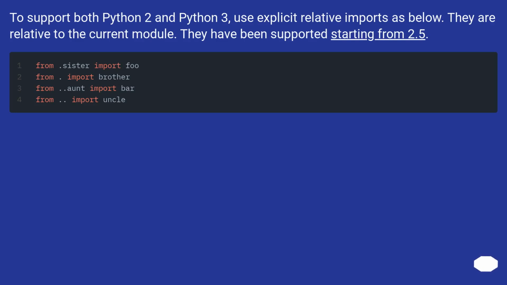To support both Python 2 and Python 3, use explicit relative imports as below. They are relative to the current module. They have been supported starting from 2.5.